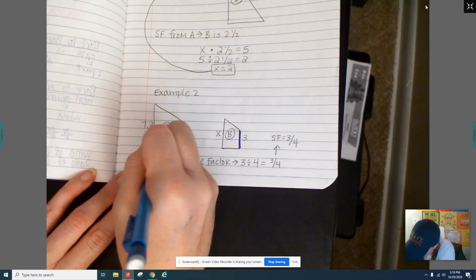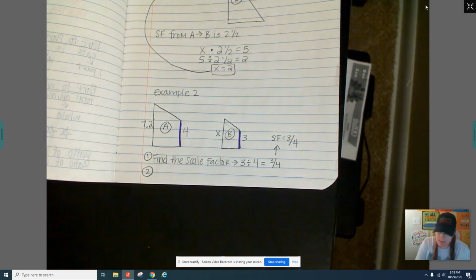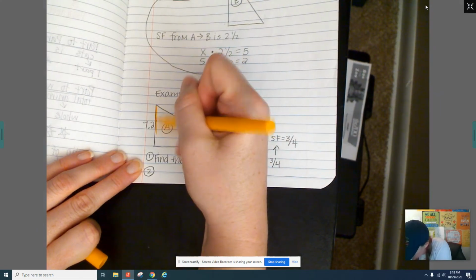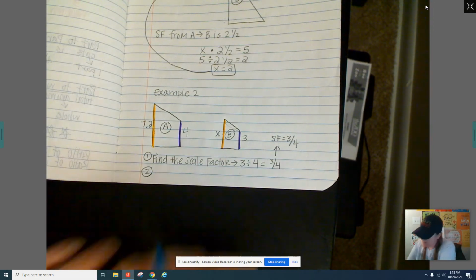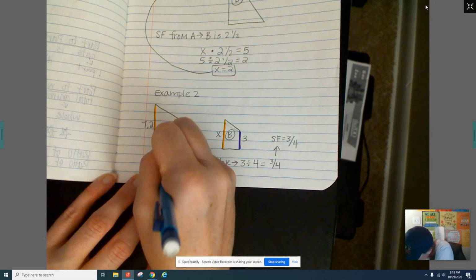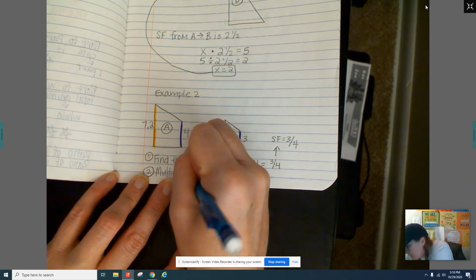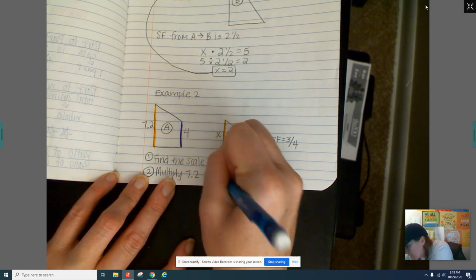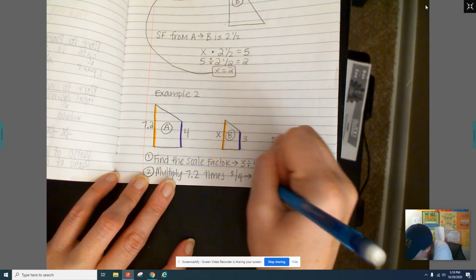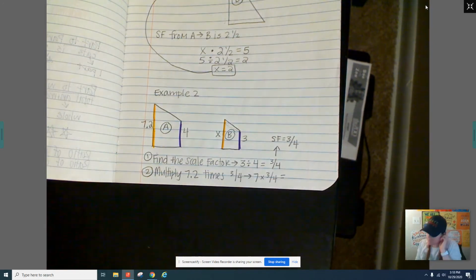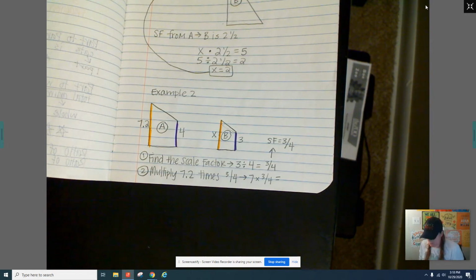Now that I have the scale factor, my life just got a lot simpler. I can take the length of the side that's 7 2/10 and multiply it times the scale factor. So we'll say multiply 7 2/10 times 3/4. I'm going to write it again. Go ahead and take a second to work that out.